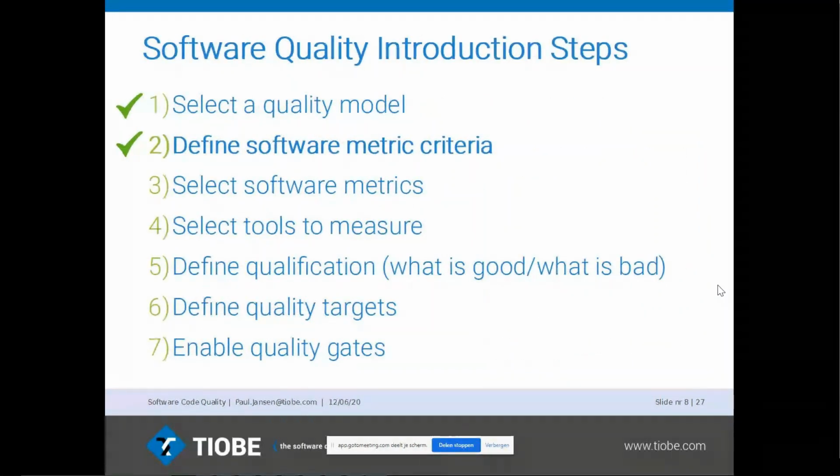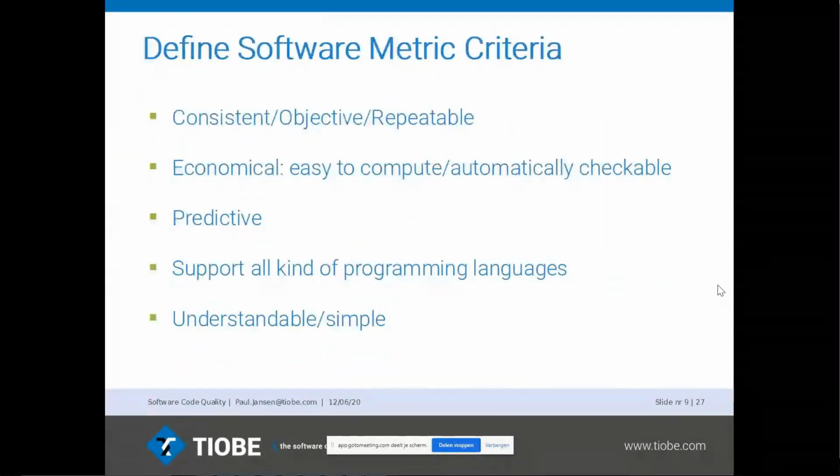So we are actually looking for software metrics to measure your quality. But before doing so, we need to set some criteria, because not all the metrics will help. I've done some research on this recently to see what the criteria are for good software metrics. And if you look at the research, there are 5 that are very important. The first one is that it should be objective and consistent and repeatable.